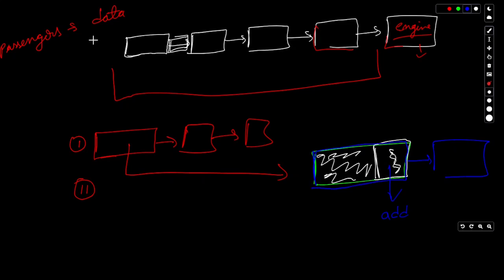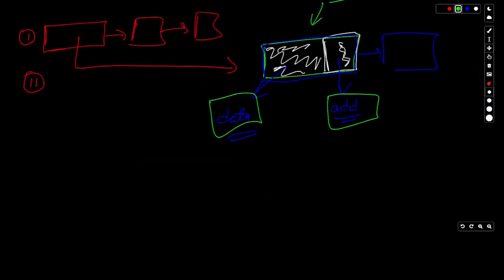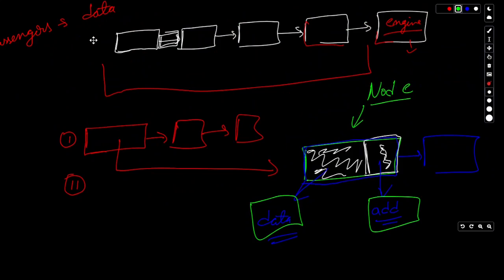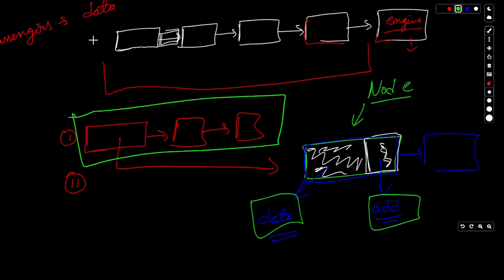this is finally a linked list, and a linked list has two components. First is your data, and second is your address. These are the two things which combine together to form something we call a node. So this particular node consists of data and address, and the accumulation of many nodes together can be considered a linked list, right?